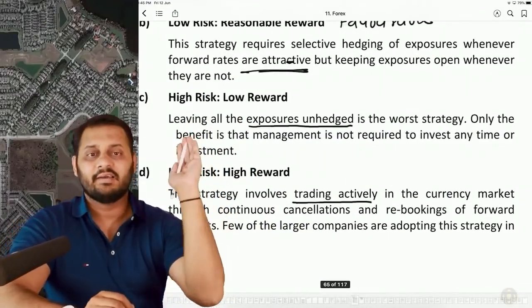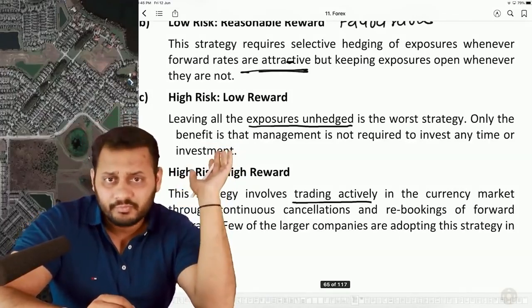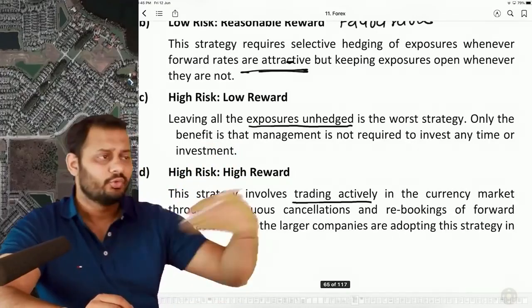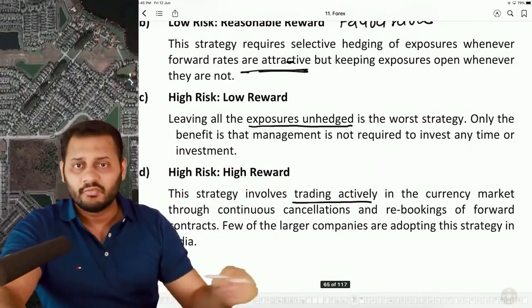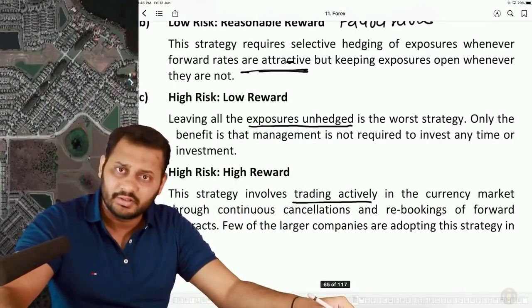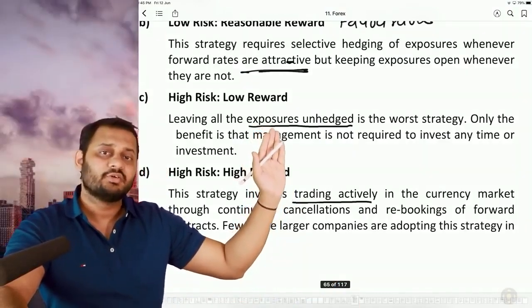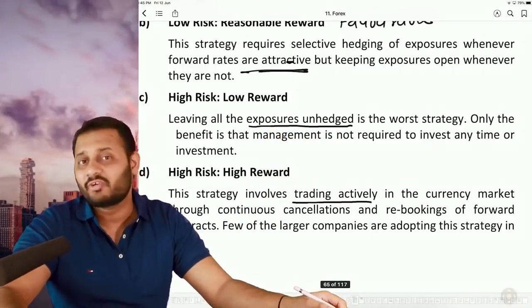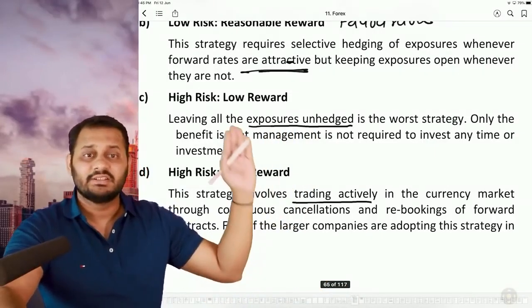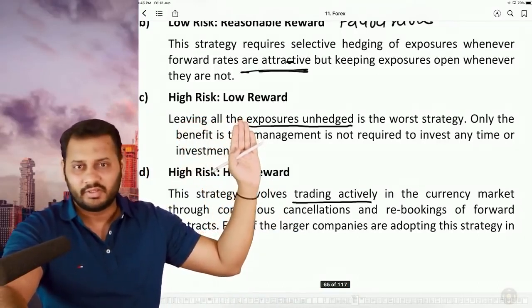In this case, high risk and low reward. In this case, you totally ignore every sale or buy. You sold to the customer and now you are doing nothing. You purchased from a vendor in America and you are doing nothing. So you're totally keeping the position or exposures unhedged, ignoring, waiting for the spot date. That means you are taking a lot of risk and the reward will be very low.